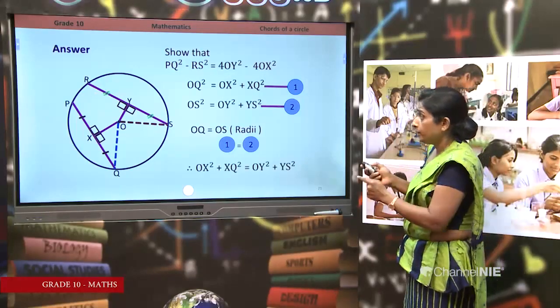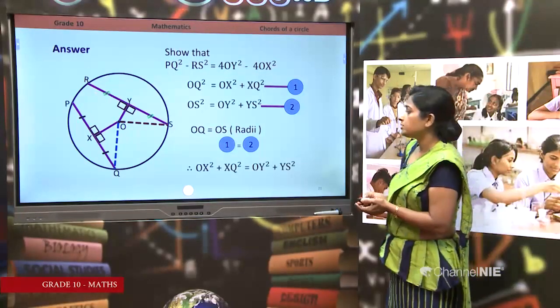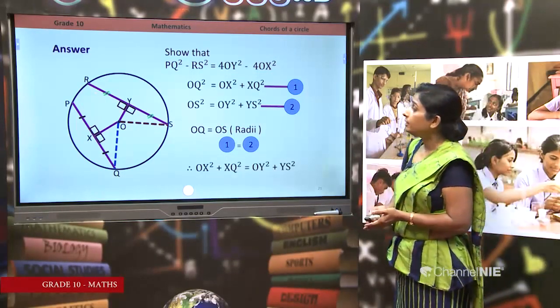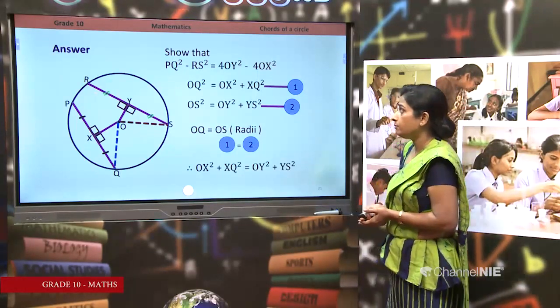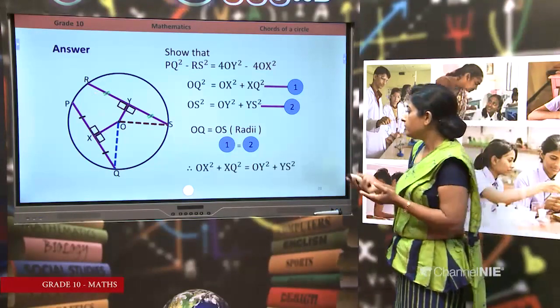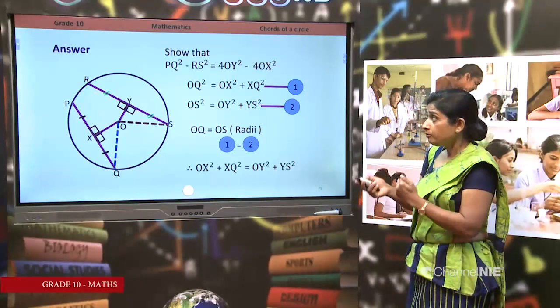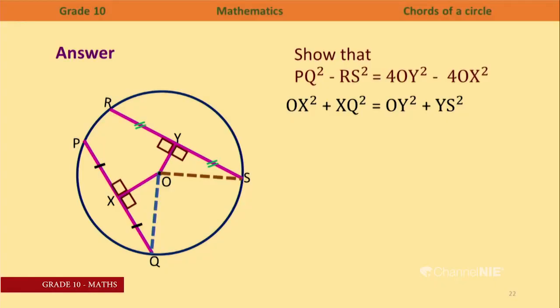But when we are doing that, you have to pay attention to the thing you have to show. Here we got OX squared plus XQ squared equals OY squared plus YS squared. But the given thing is PQ squared minus RS squared equals 4OY squared minus 4OX squared. So, from the newly got relationship, we try to reach the given thing. How do we do that? Here I have written them together.